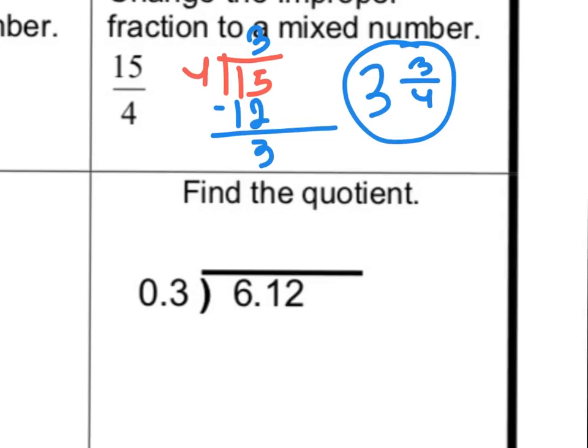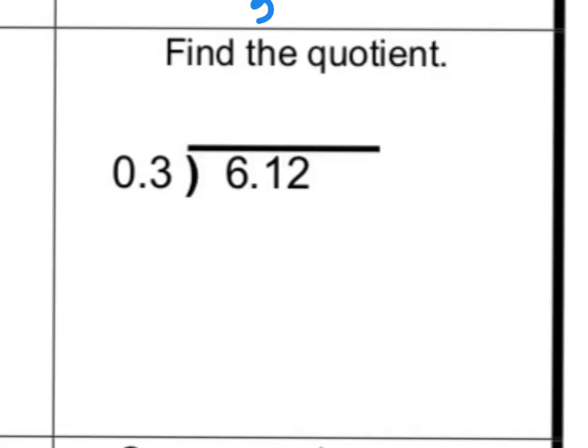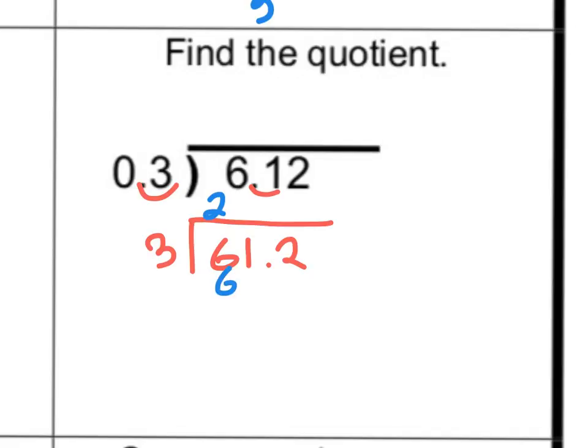For the next one, it says find the quotient. We need to move this guy over to make it 3. We need to move this guy over to make it 61.2. We can just do our division. 3 can go in 6 twice. That would be 6. Subtract that.